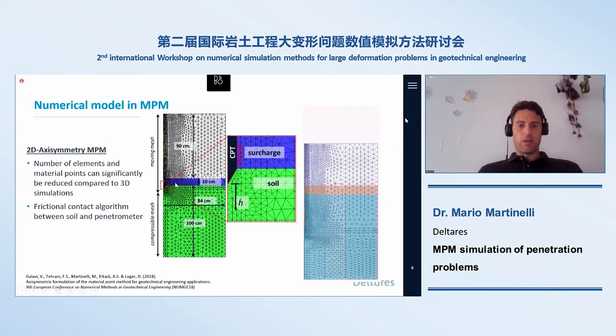And the loading applied in the centrifuge test, the chamber test, was applied as if using a surcharge layer, basically. So a volume element with a given density that applies a given total stress on the surface of the soil. In this model, we use a 2D axisymmetric MPM, which was implemented some years ago. And of course, it gave the advantage of having much faster calculation compared to the traditional 3D approach.